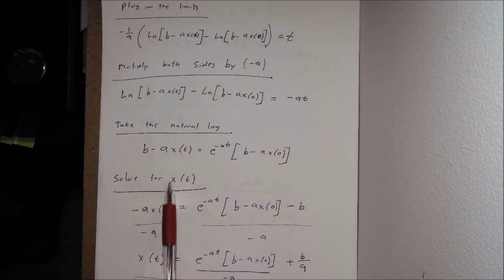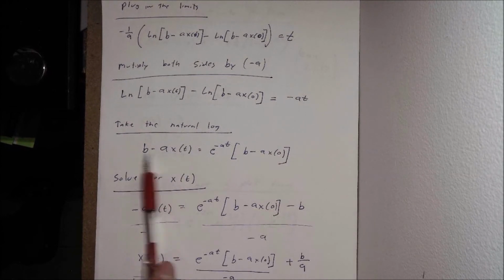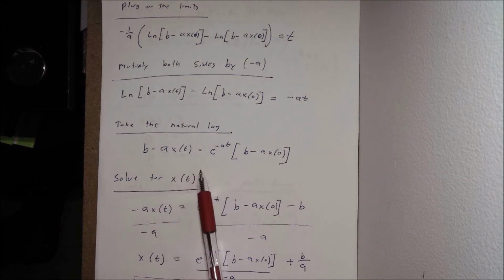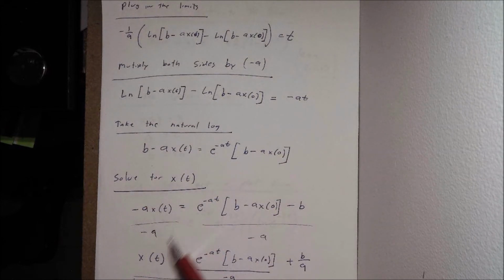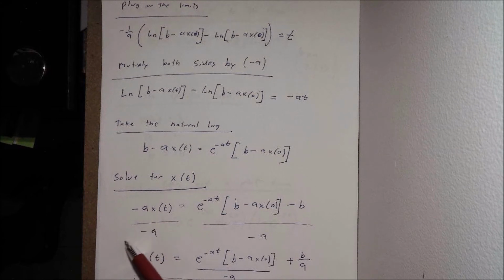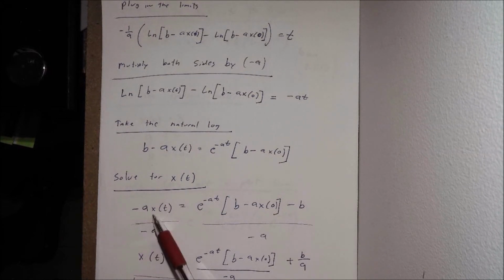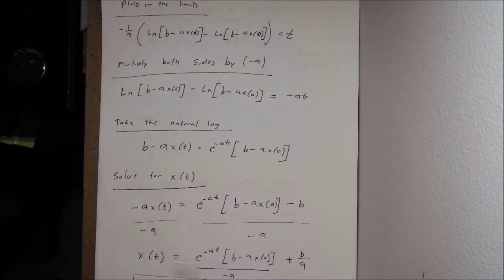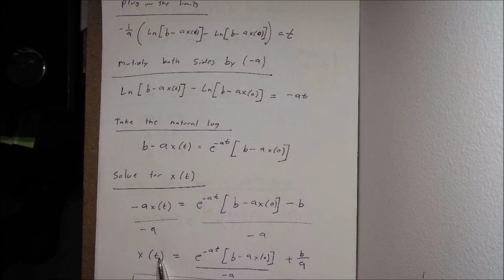So we can rearrange and solve for our x of t. We get rid of this right here, divide through by everything to get our x of t by itself. Move the b over the other side, divide through by the a. We move the b over there, we've got our negative b there, divide by our negative a, and we're left with just our x of t.